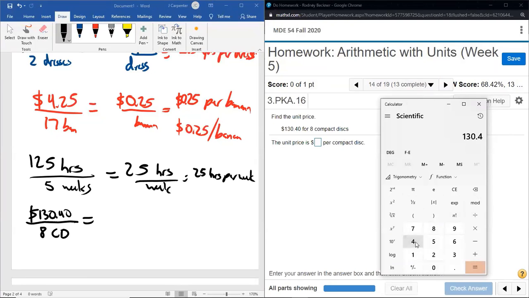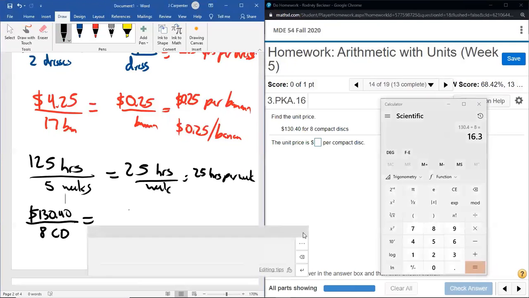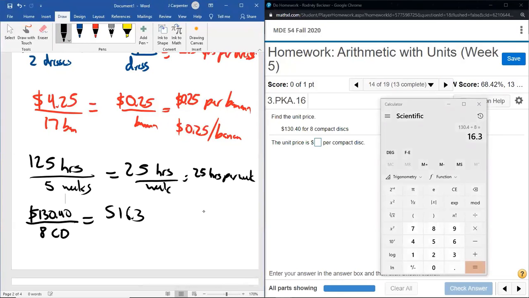130.4. Cut twice, measure once, right? Nope, he said it in the backwards order. It's measure twice, cut once. 130.4. Don't even have to type that extra 0. Divided by 8. 16.3. Got to stop doing that. Click, then type. 16.3. So that's dollars per CD.